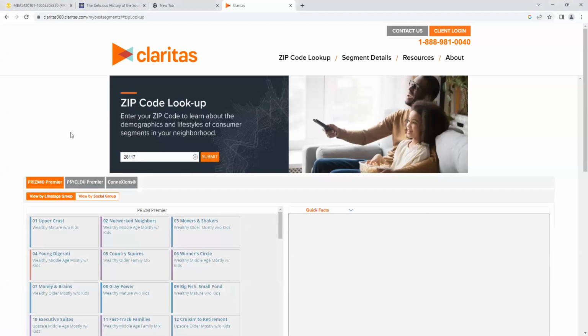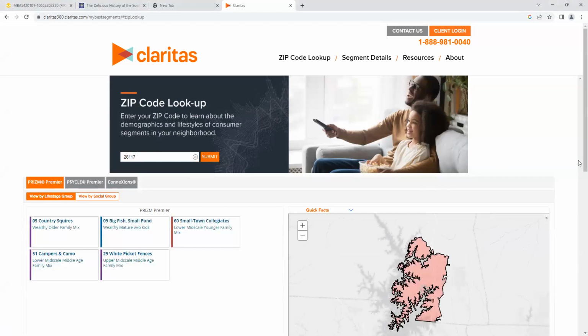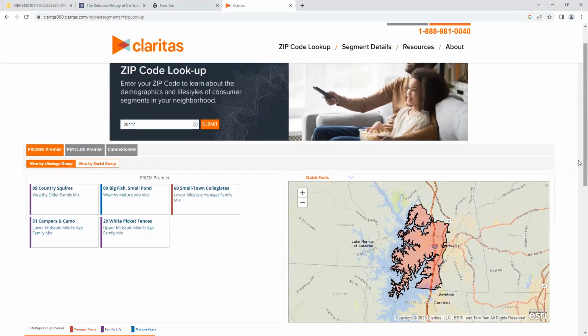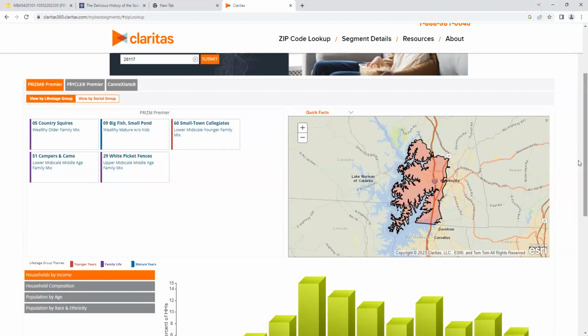Okay. So what's happening is it's going through their database, finding the individuals within that segment, and ultimately coming up with the 5 major groups. So they have Old Town Squires, Big Fish, Small Pond, Small Town Collegiates, Campers in Camo, and White Picket Fences. Would anybody like me to look up one of those and see what it means?